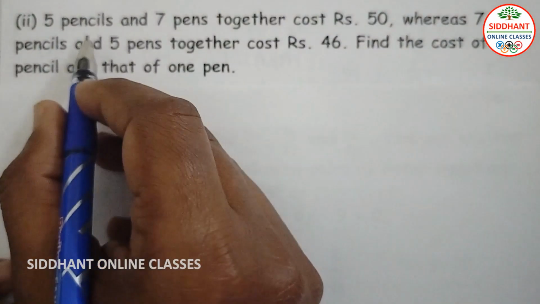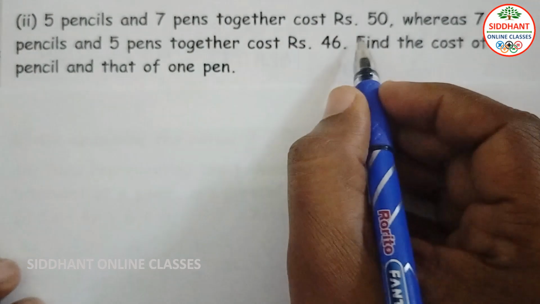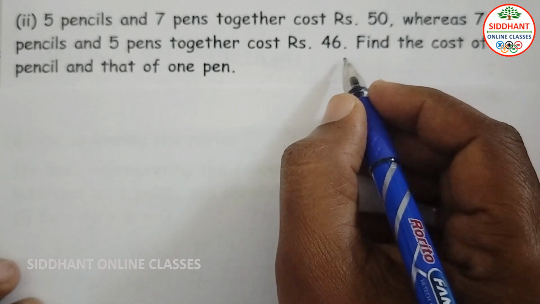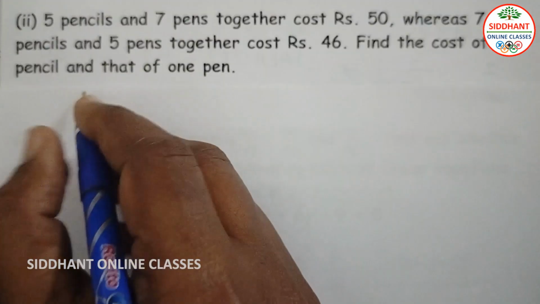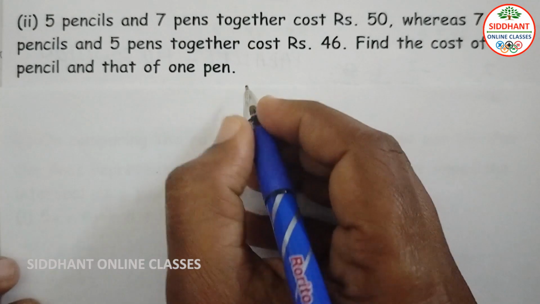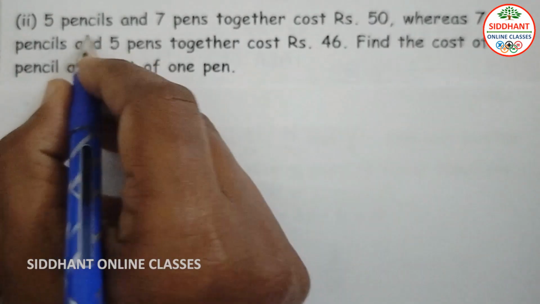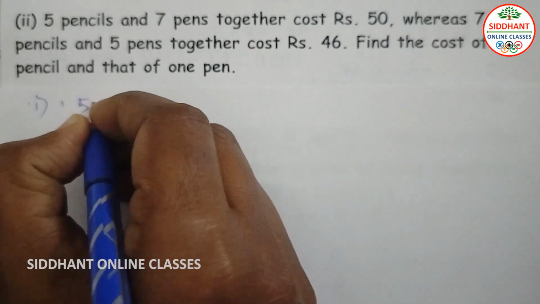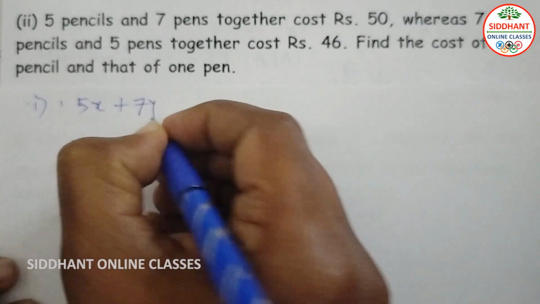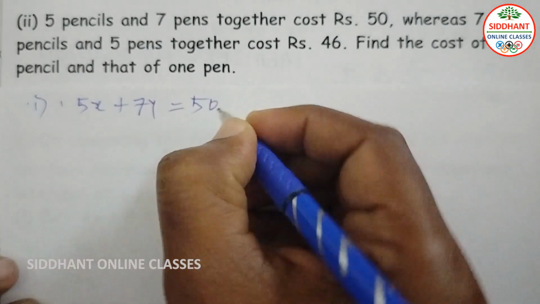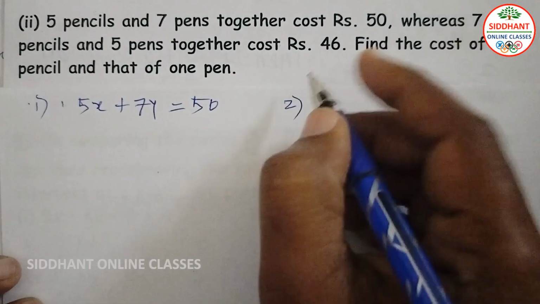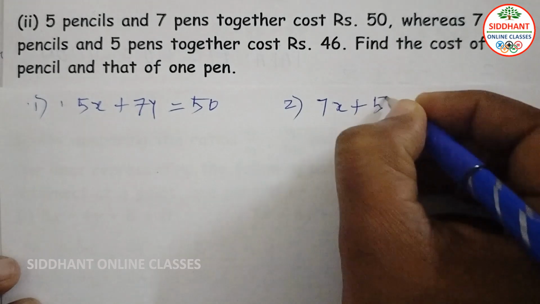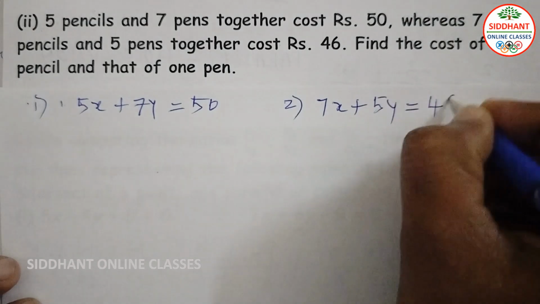Next, the second one. 5 pencils and 7 pens together cost 50 rupees, whereas 7 pencils and 5 pens together cost 46 rupees. Find the cost of one pencil and one pen. So 5 pencils, 7 pens means the first equation will be 5x plus 7y equal to 50. The second equation, 7 pencils, 5 pens, means 7x plus 5y equal to 46.